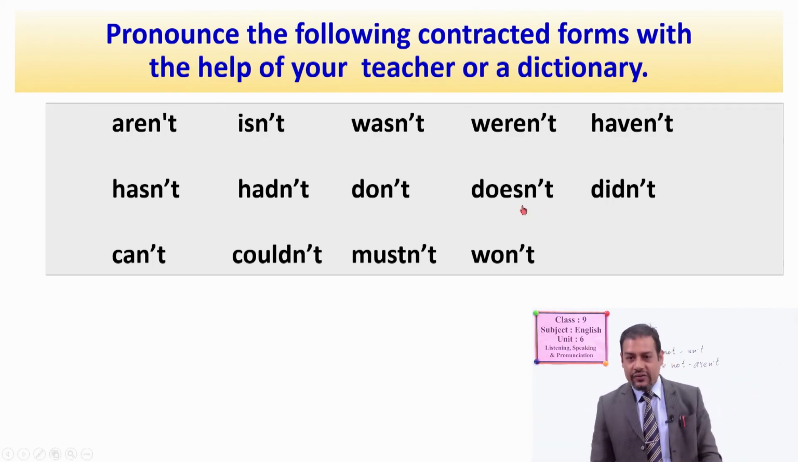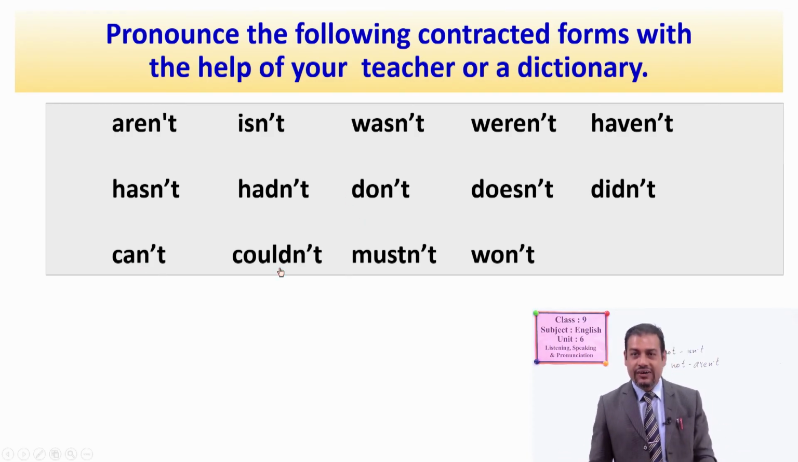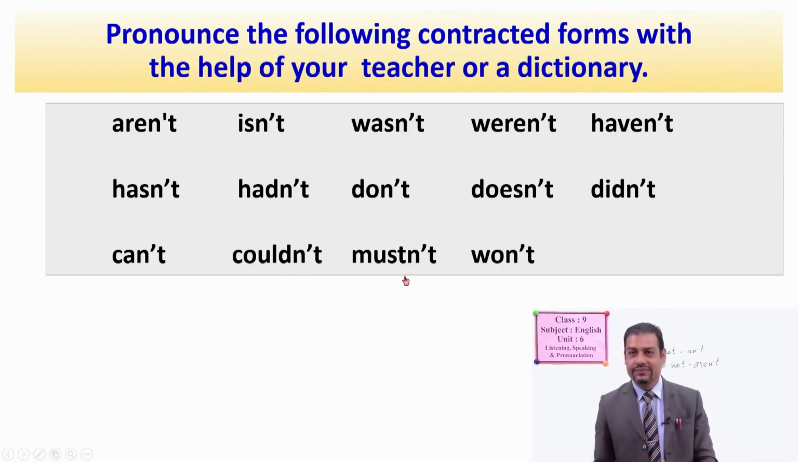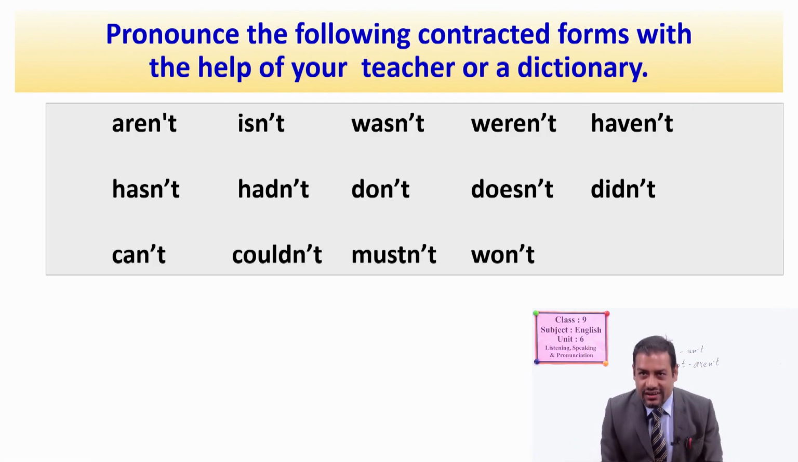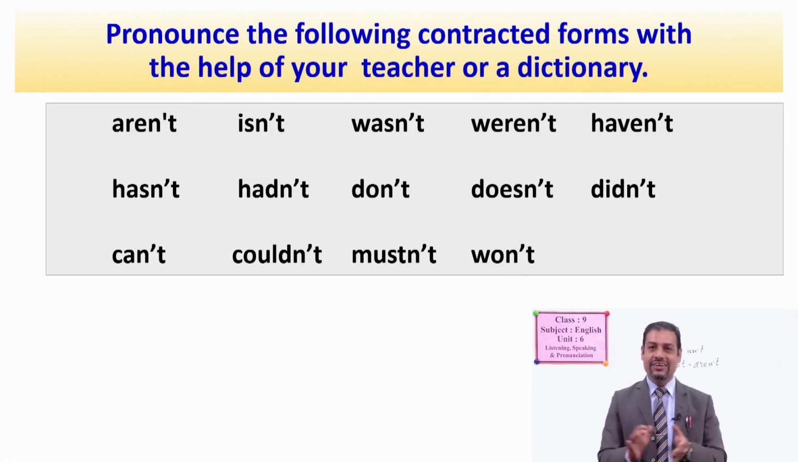Okay. Now here, doesn't. All of you pronounce once. Yes, doesn't. Now this is didn't. Okay, not "did not", didn't. Next, all of you pronounce it. Yes, can't. Now this one, how do you pronounce? All right, couldn't. This one is, all of you, "must not". Oh, you have to pronounce once again. Yes, mustn't. All right, and this should be pronounced as won't. Is it clear, all of you?